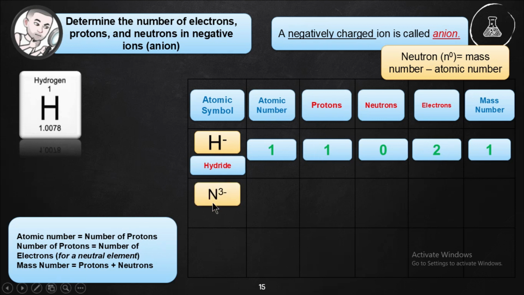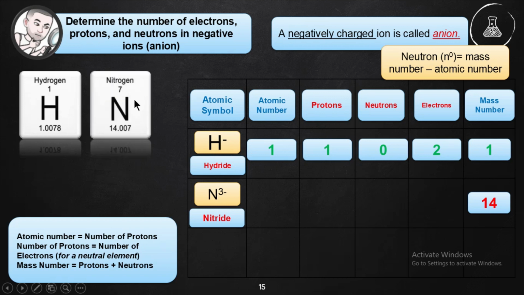Next element is si negatively charged nitrogen ion. Ang tawag dito ay nitride. Merong given na mass number ng 14. Ito yung details ni nitrogen. Atomic number is 7. Yung proton niya is 7 also, same sa atomic number. Yung kanyang neutrons ay, i-minus lang natin to, mass number minus atomic number, 14 minus 7 is 7.